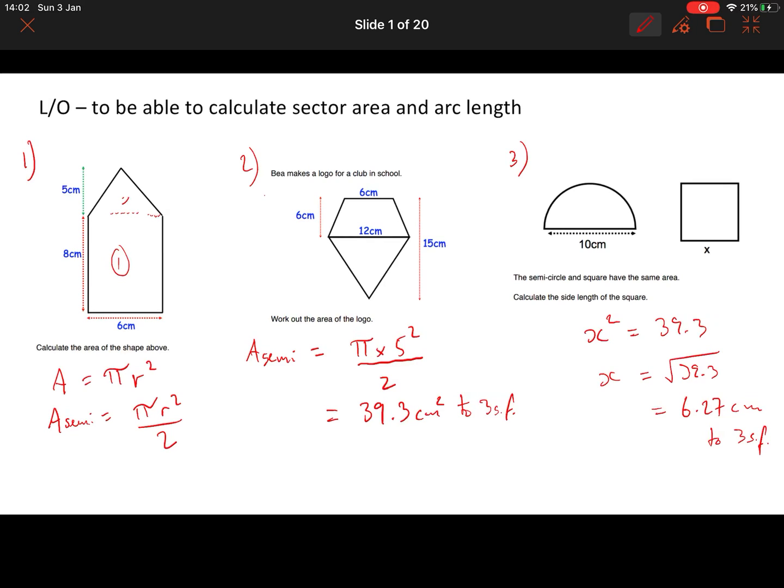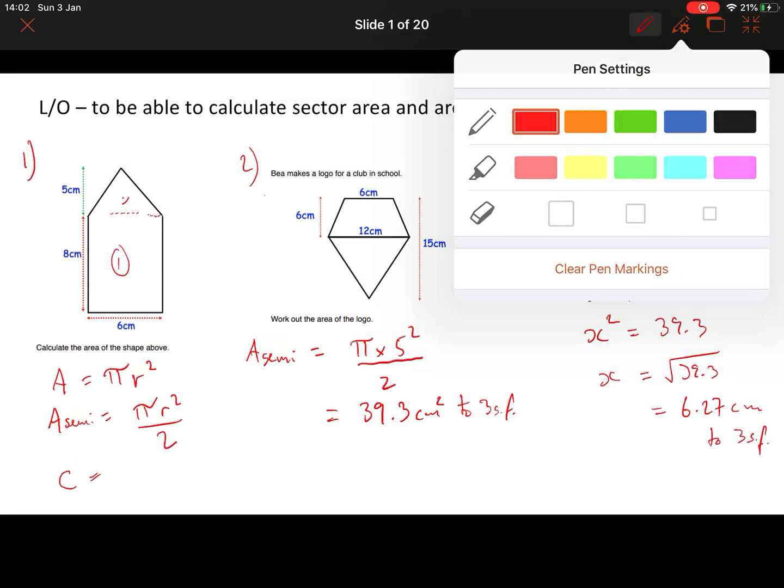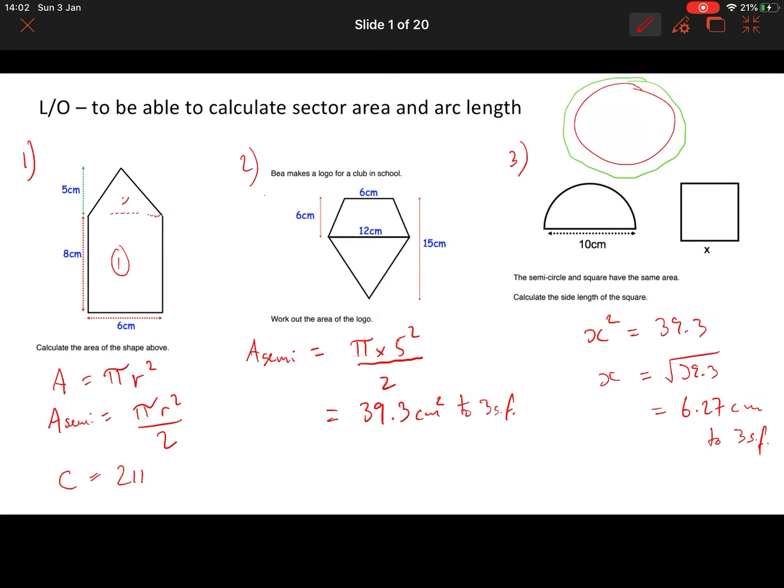3 significant figures. Okay, there's my answer. So I expect you to know that the area of a circle is pi r squared, and so the area of a semicircle is pi r squared over 2. I also expect you to remember that the circumference of a circle, that distance all the way around, has a formula 2 pi r, or pi d, pi times diameter.